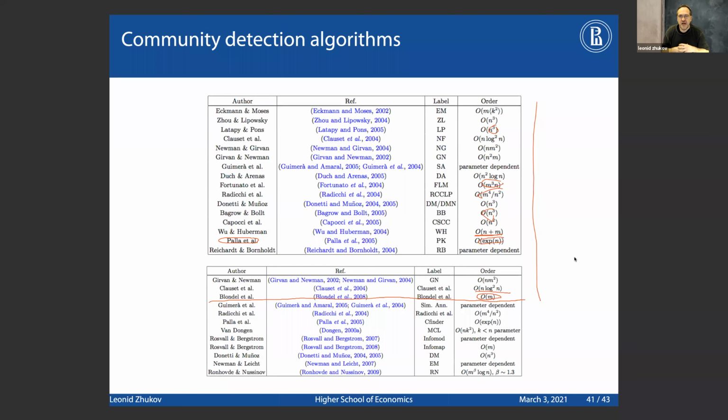Now, typically in practice, the algorithm by Blondel is what you use as the first thing. If it doesn't work well, you can try a bunch of other algorithms and see which gives you better clusters according to your understanding and your definition.